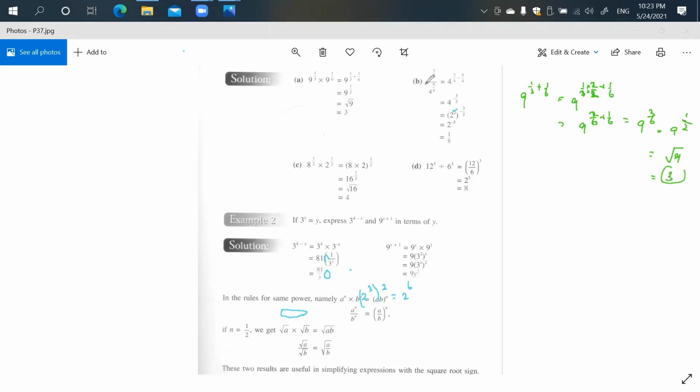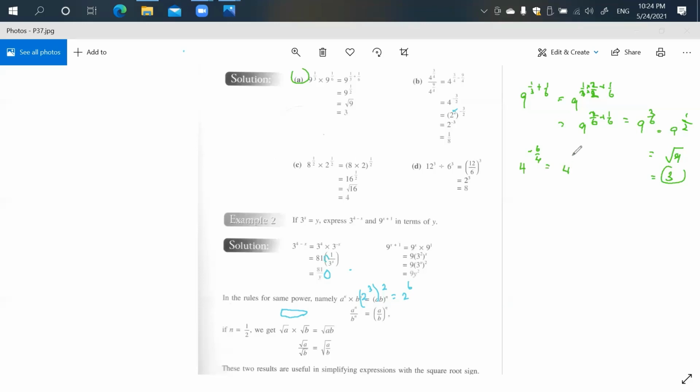Okay, now that's example A. Now go to example B. I think everyone knows about this one, correct? So we go a little bit faster. Again, this one is division with the same base, so we subtract the indices. You can see 3 over 4 minus 9 over 4. The denominator 4 is the same already, so you just subtract. So 9 minus 3 becomes 6 over 4, correct?